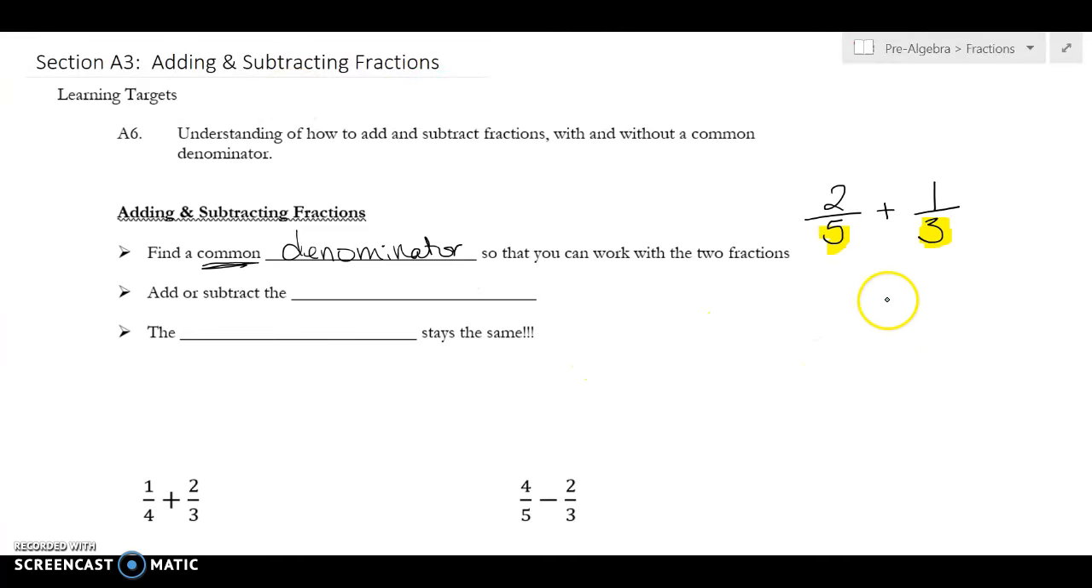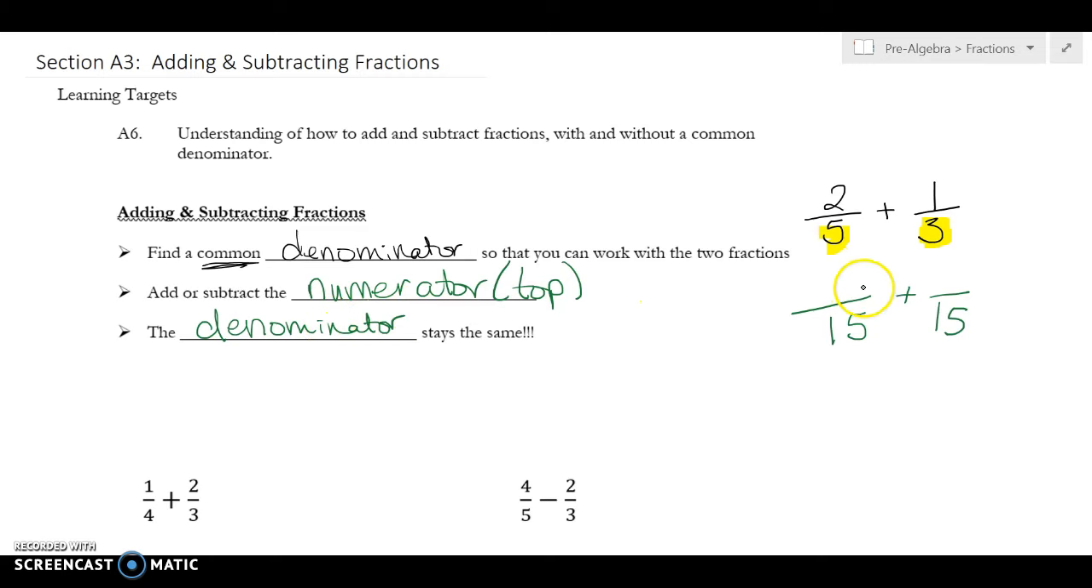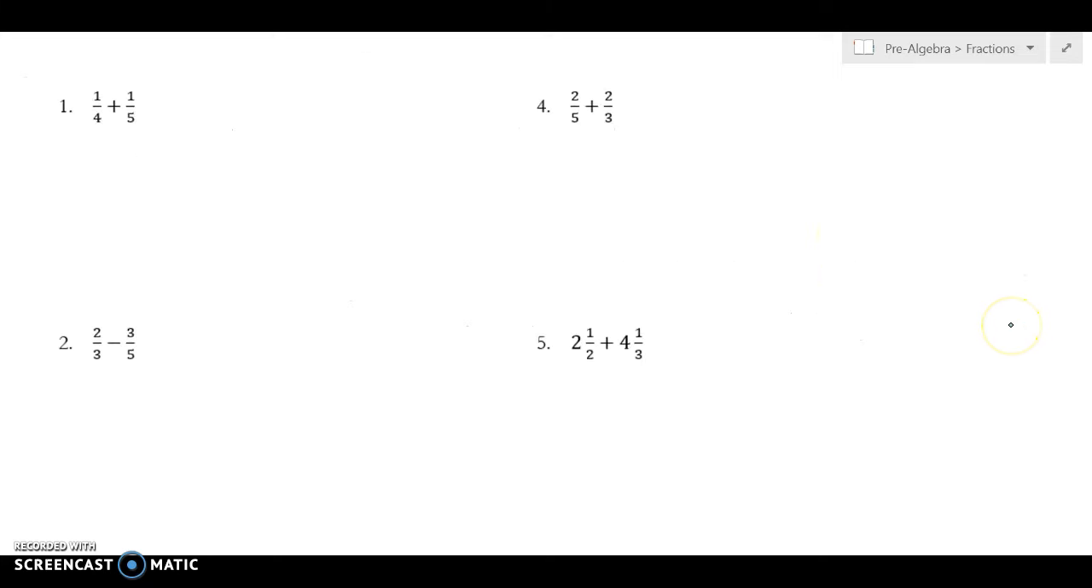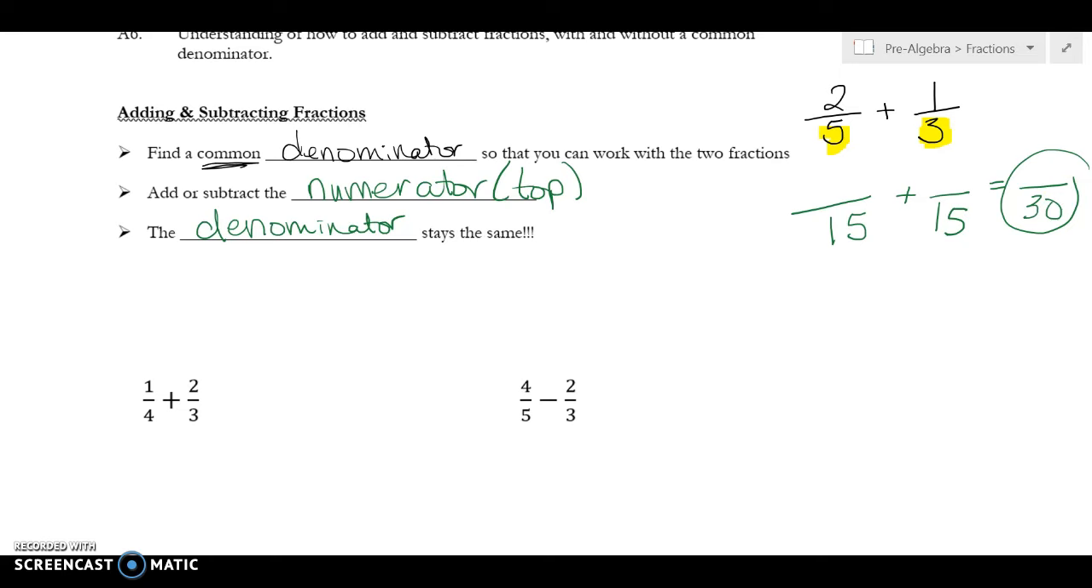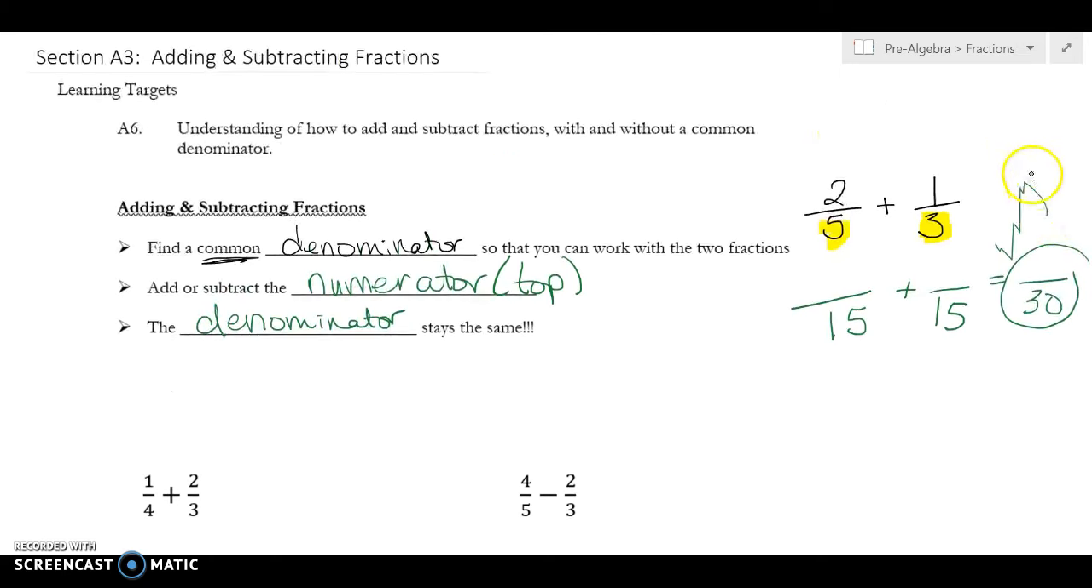We've done a lot of this, and so 5 times 3 is 15, so 15 would work. So we're working with a lot of equivalent fractions. Once you have a common denominator, you add or subtract the numerator. And remember, that's the top number. And then the bottom, the denominator, stays the same. A common mistake that I'll see is that people will make the bottom a 30. This is not correct. Okay? The denominator stays the same at 15.